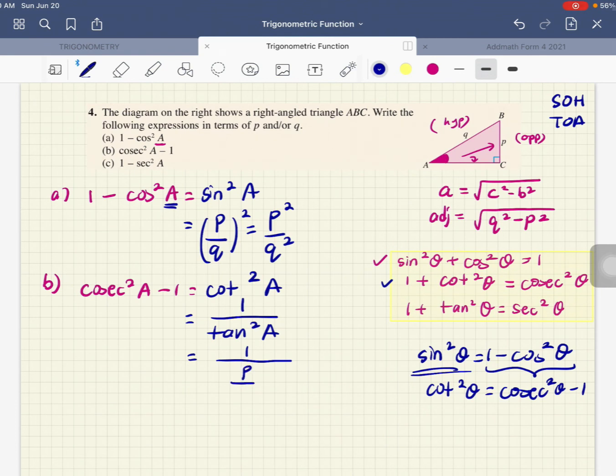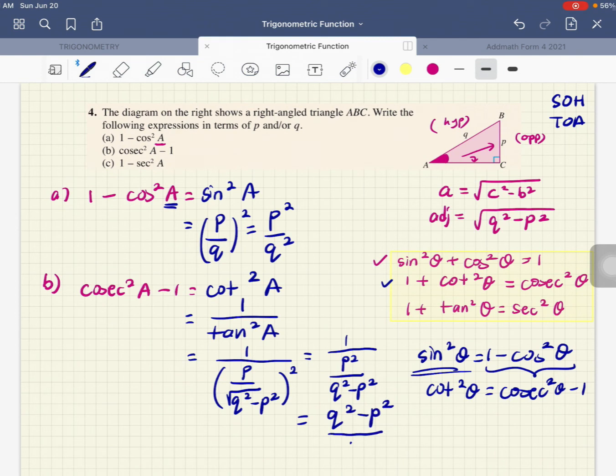P over the square root of Q squared minus P squared. Right, so don't forget to put it squared. If we simplify this, it happens to be 1 over P squared over Q squared minus P squared, and if we rearrange, you get Q squared minus P squared over P squared. Right, okay. So the next question, question number C, the last question.